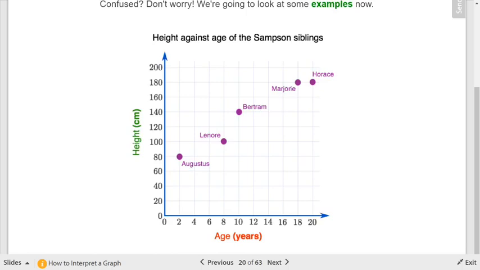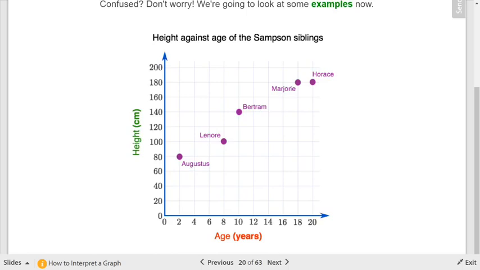How tall is Lenore? 100 centimeters. How old is Bertram? 10 years. They do have odd names. So, do you see how much information you can get and how clear it is? Okay? How old is Augustus?